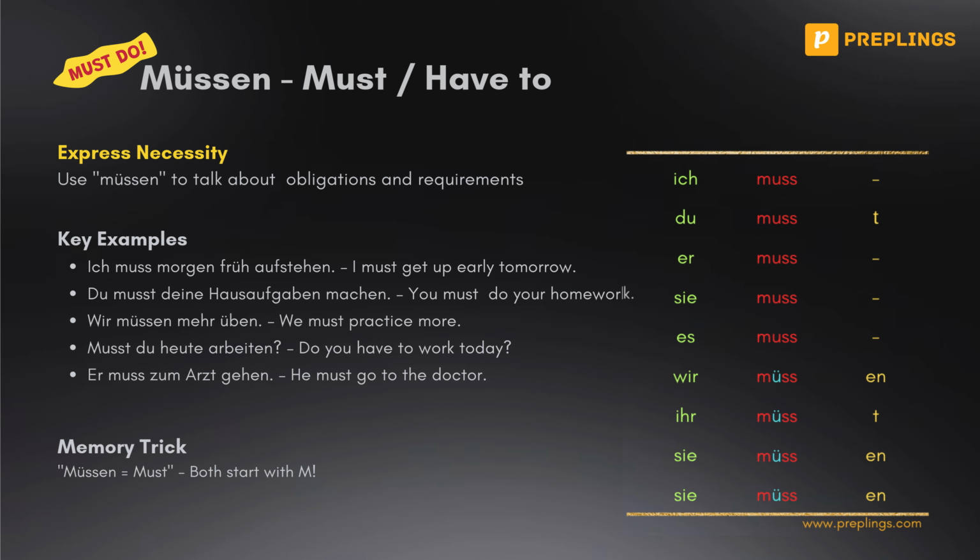Look at the conjugation table, and then look at the sentences. Easy? Feel free to make notes. Here is a quick trick to remember what müssen means. Müssen is same as must in English. Both start with M.